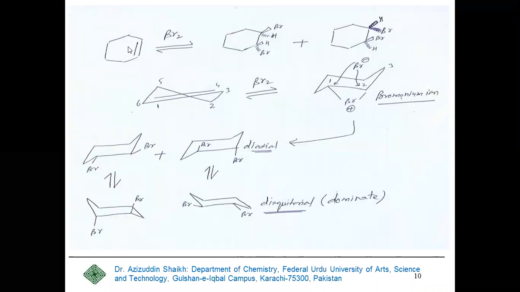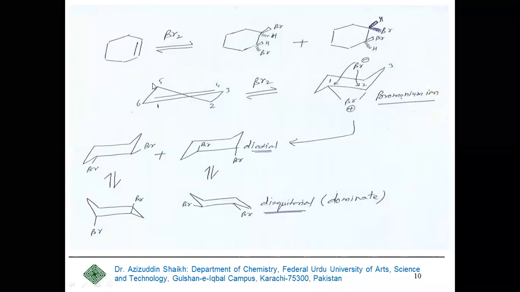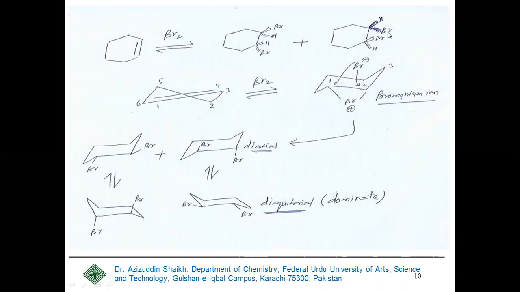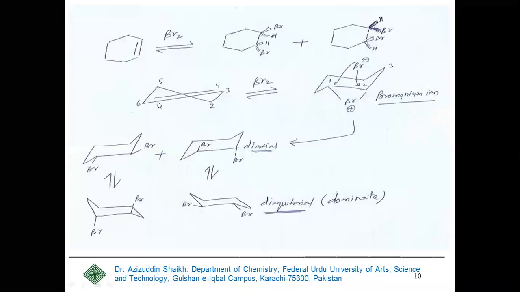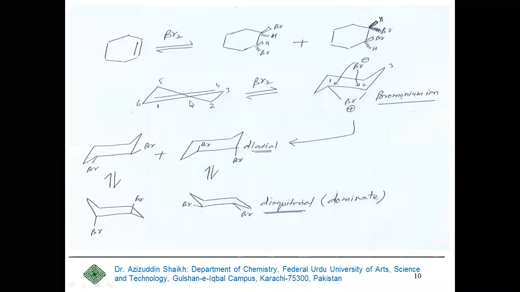Another example, this is cyclohexene, a six-membered ring. The previous example was a five-membered ring. Now the example of a six-membered ring, cyclohexene. Bromine reacts with cyclohexene. Again two enantiomers are obtained, the trans product. The mechanism, this is the actual form. This is cyclohexene, a double bond between positions 1 and 2, and bromine reacts.